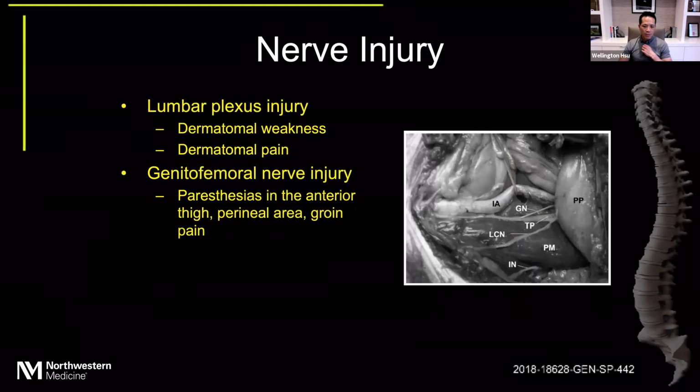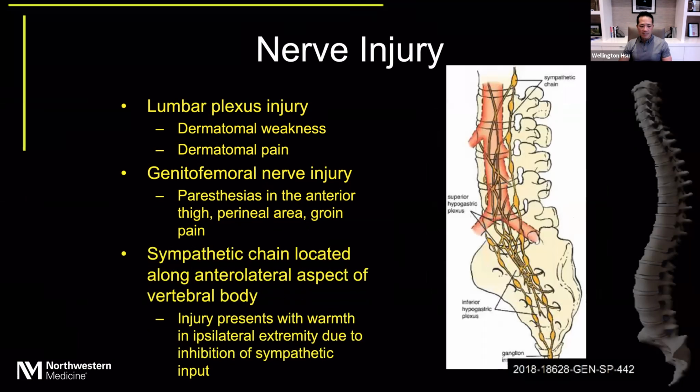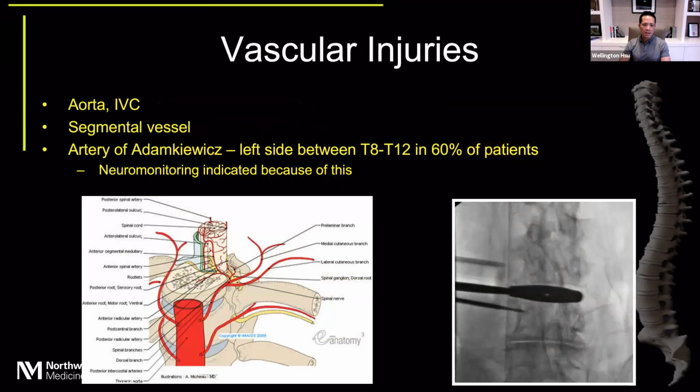We talk about genitofemoral nerve injury. I've been seeing this on the OITE. This presents with paresthesias in the anterior thigh, perineal area, groin pain. The sympathetic chain is located along the anterior aspect of the vertebral body. You have to be way off to really get this. This is more commonly seen when you do an ALIF or do like a retroperitoneal approach with an open approach.